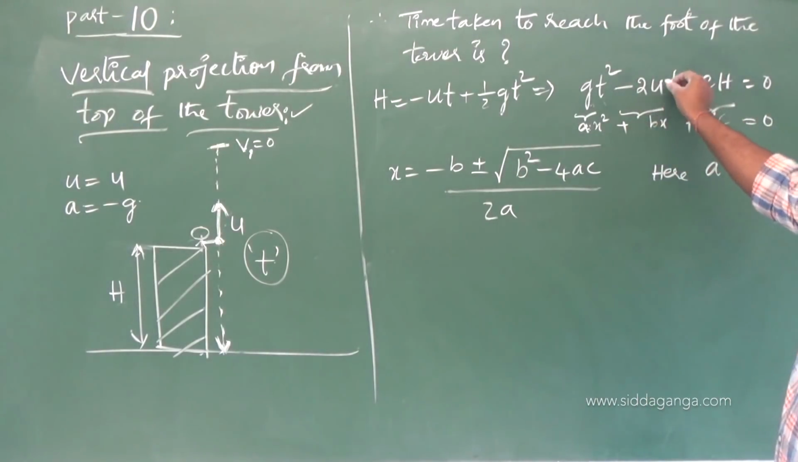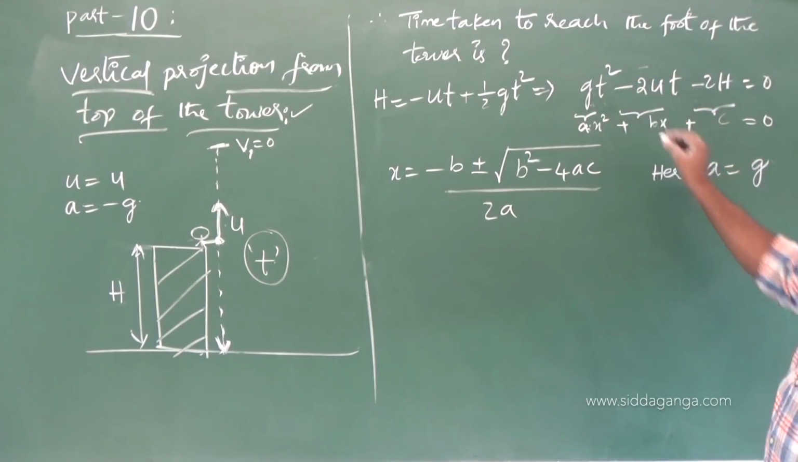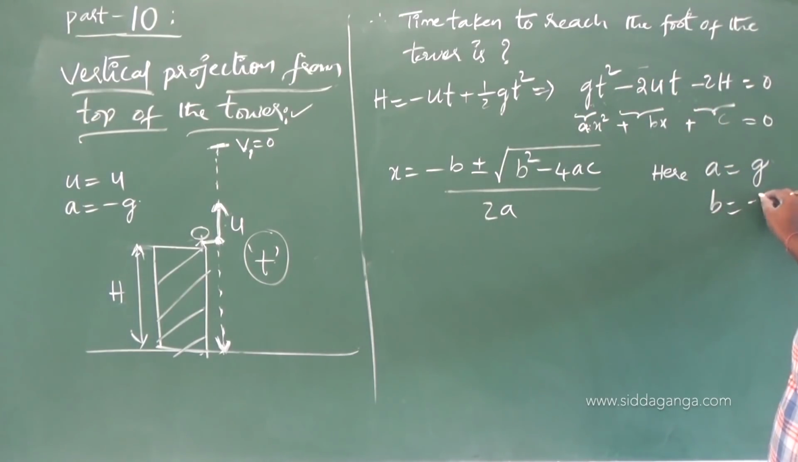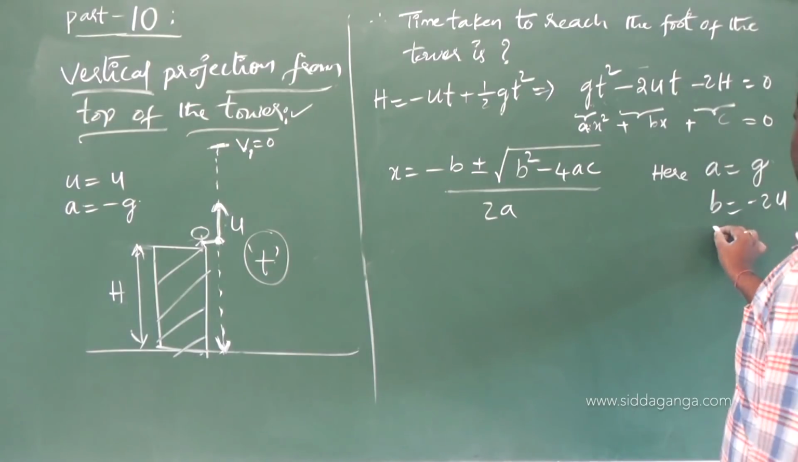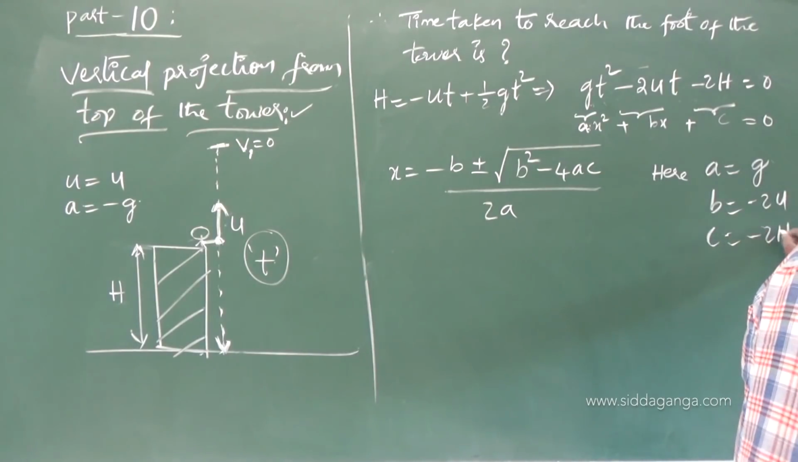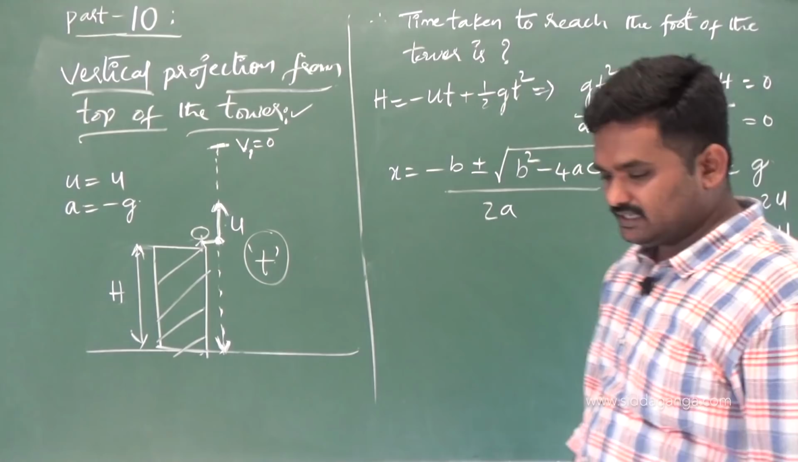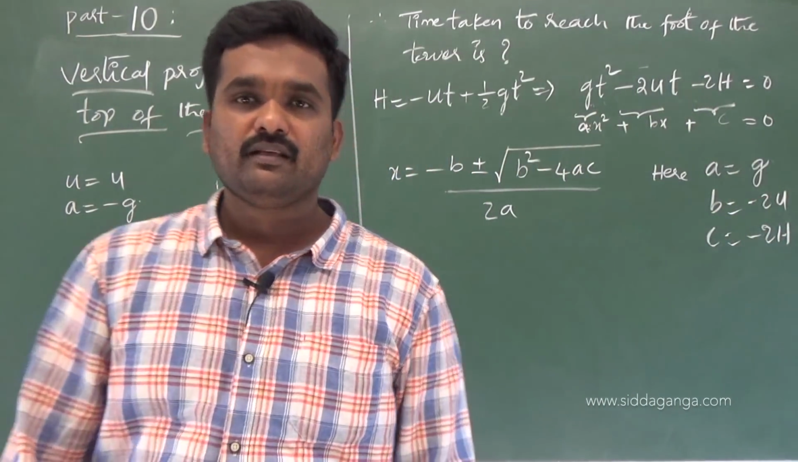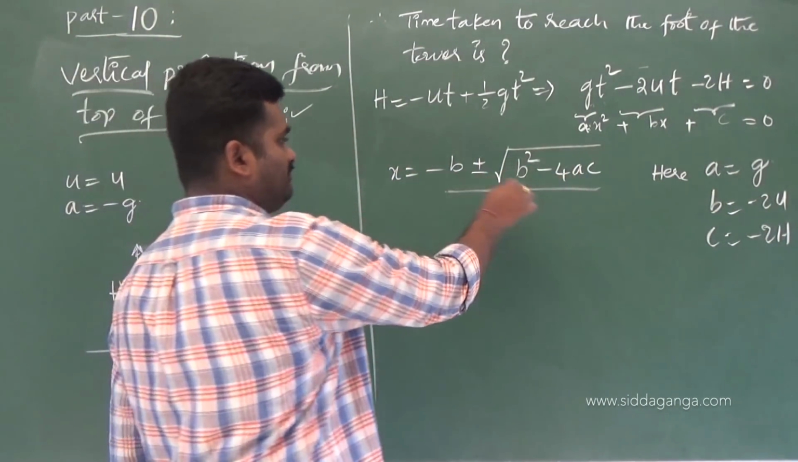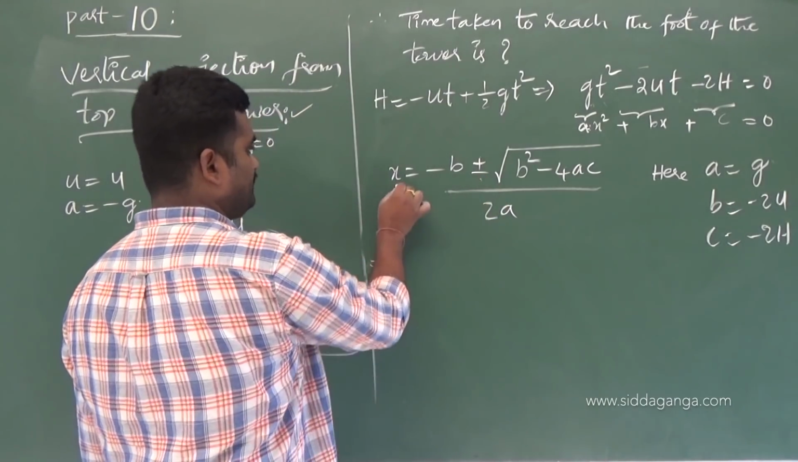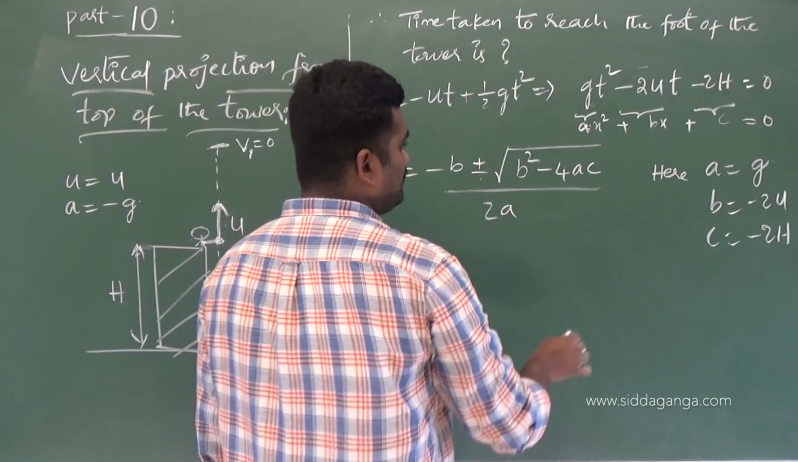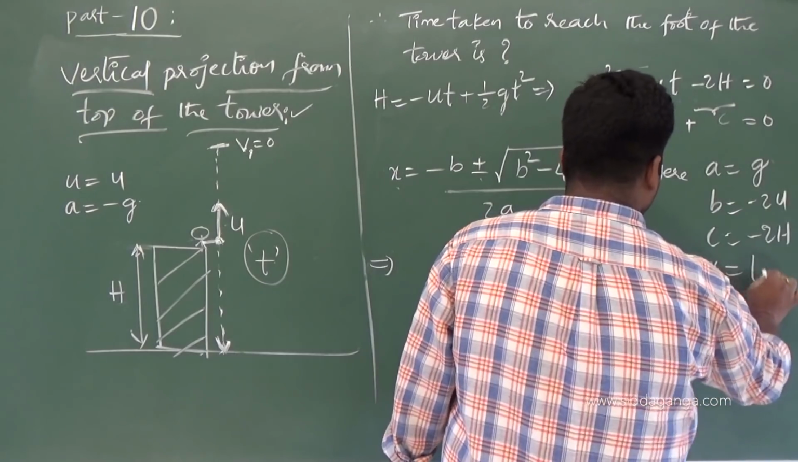What is the value of b here? This minus 2u is b. b is nothing but minus 2u. And the value of c is how much here? Minus 2h. c equals minus 2h. So finally, substituting the a, b, c values into this equation, what you will get? This x is nothing but t.